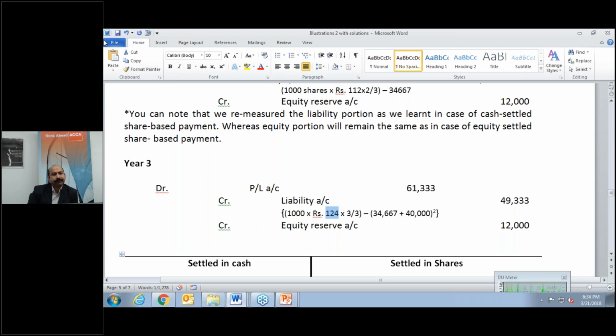Yes. Okay, Rashid Hanif asked whether the concept of vesting condition or vesting period remains the same in cash settled transactions. Yes, remains the same.